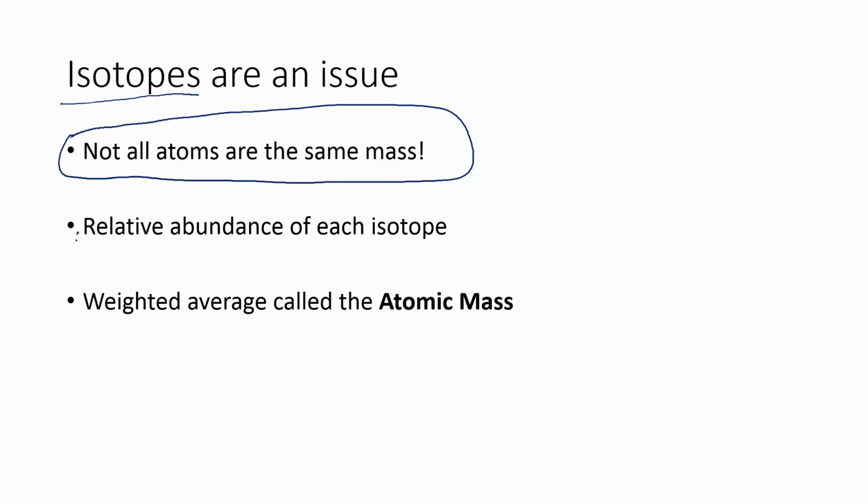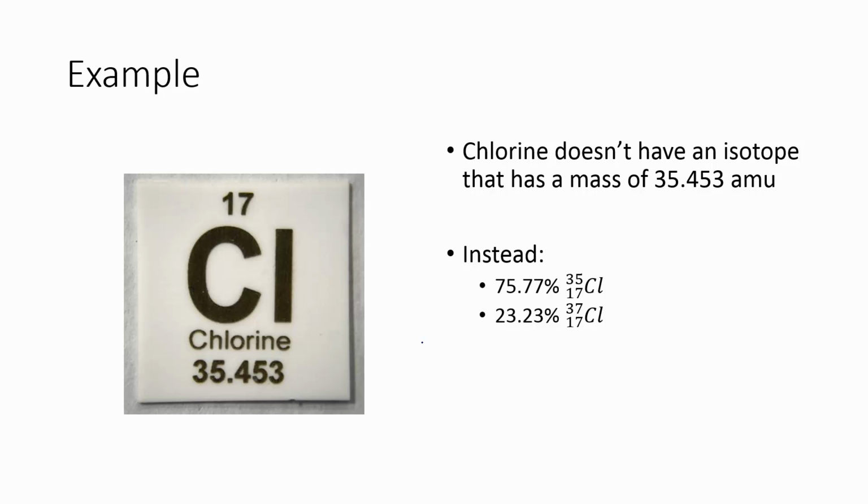What we do know, though, is we can measure through some specific instrumentation what the relative abundance of each isotope is, and then we can calculate basically a weighted average, and that weighted average is called the atomic mass. And this makes more sense with an example, so let's take a look at an example here.